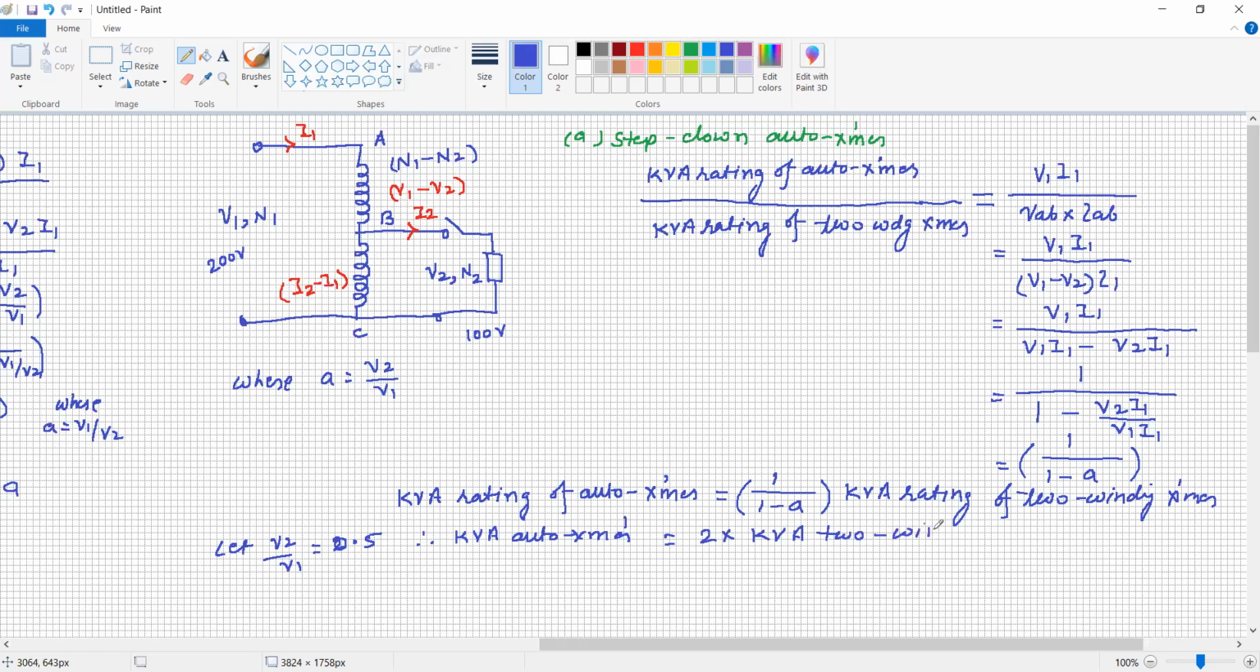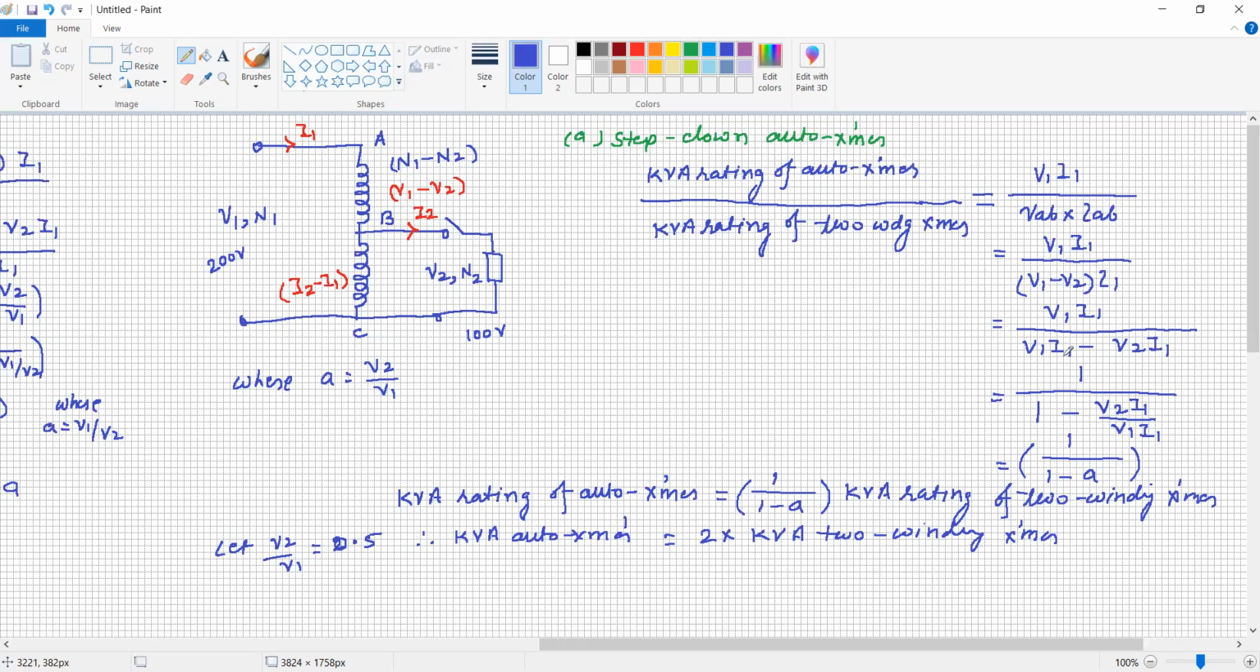So it is quite clear that the kVA rating of the auto transformer becomes double if the two winding transformer is connected into the auto transformer. And why is it double? Because part of the kVA rating is due to the transformation action, and voltage V2 multiplied by the current I1 is the conduction kVA rating, isn't it? Let it be 0.5, then again it will be higher.